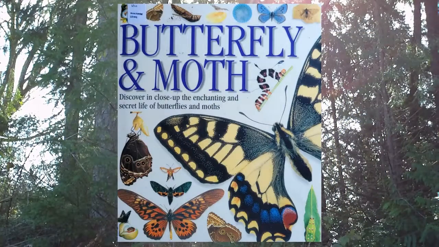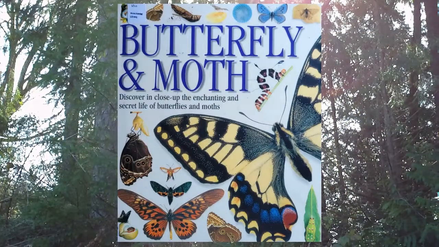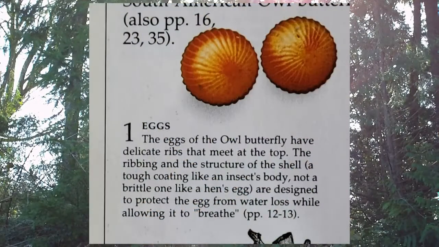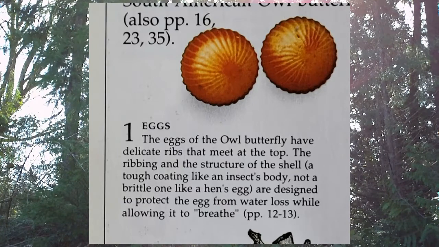Now, friends, for some sections of the Butterfly and Moth book. In this picture, you see the eggs of the owl butterfly. They have delicate ribs that meet at the top. The ribbing and the structure of the shell, a tough coating like an insect's body, not a brittle one like a hen's egg, are designed to protect the egg from water loss while allowing it to breathe. So these eggs are much tougher than a chicken's eggs. They don't crack as easily. They are still delicate, but they're a little bit tougher than a regular egg.